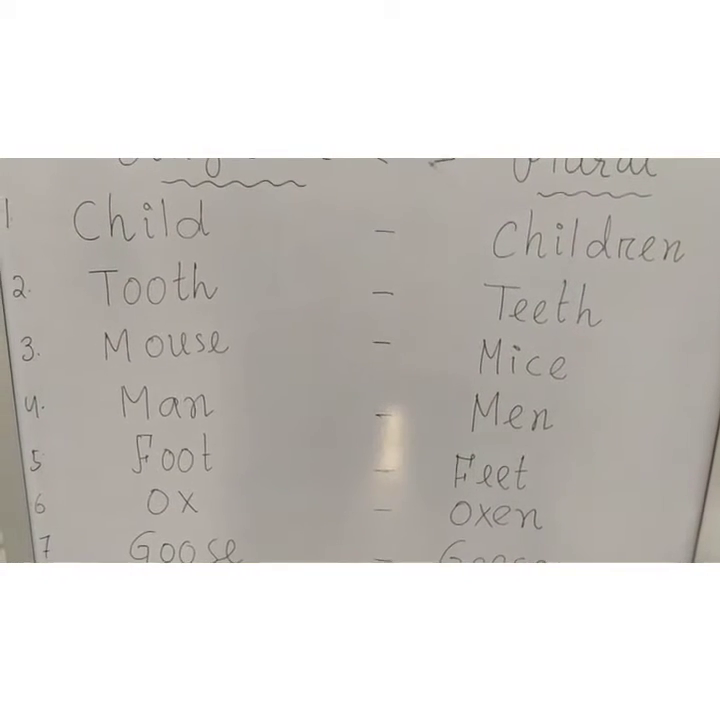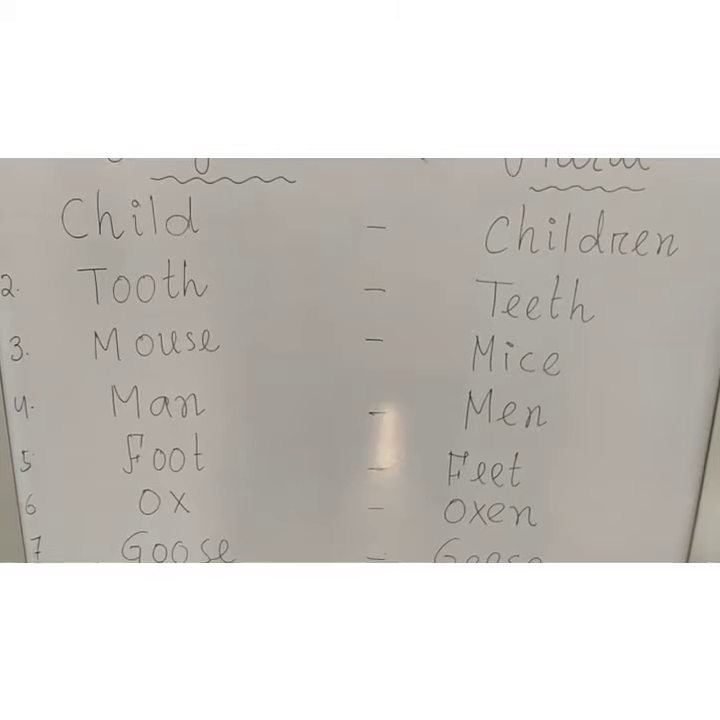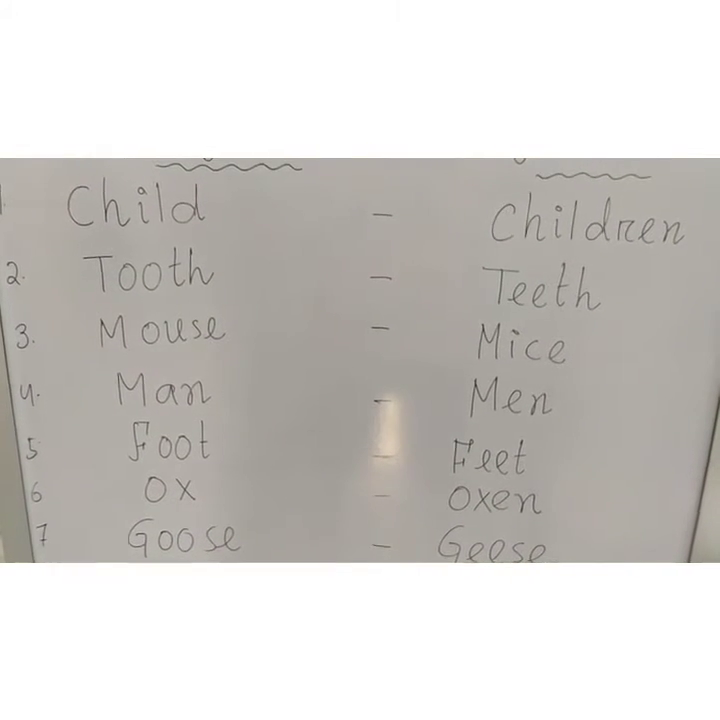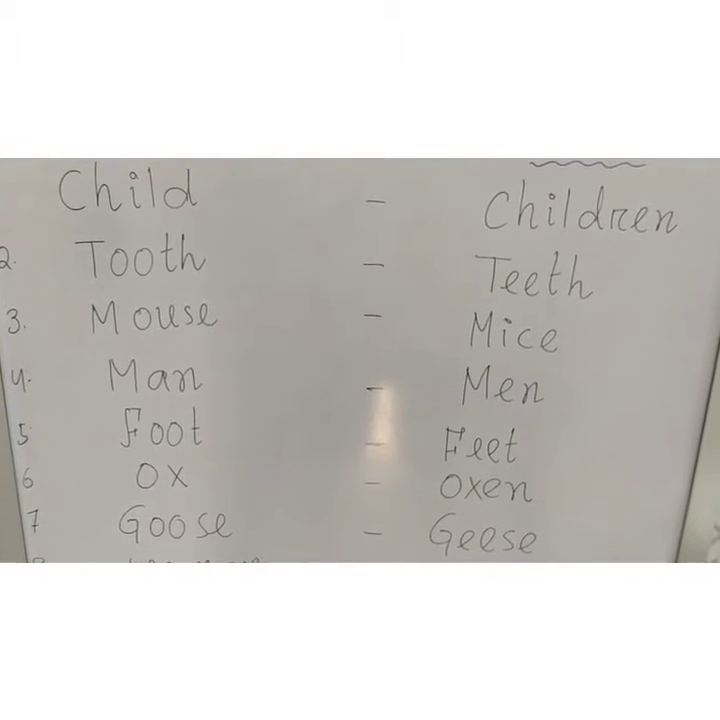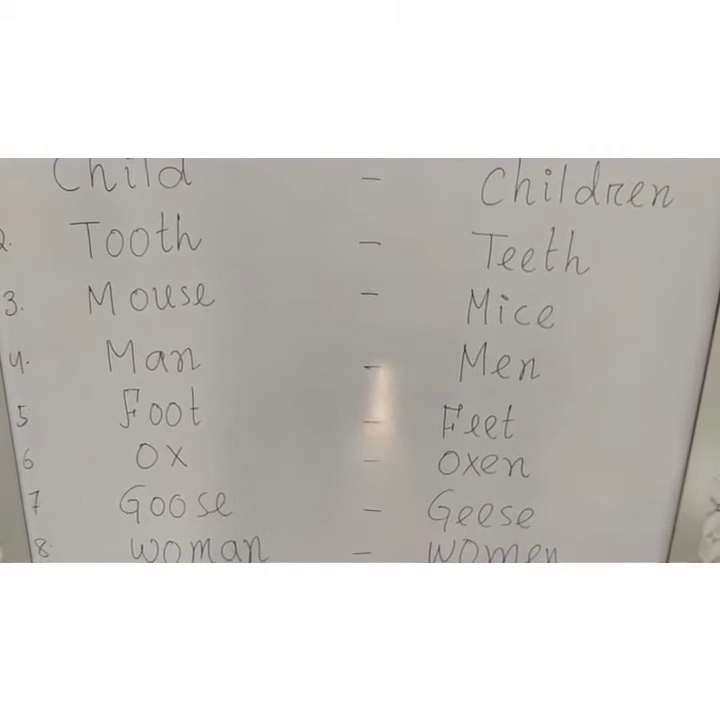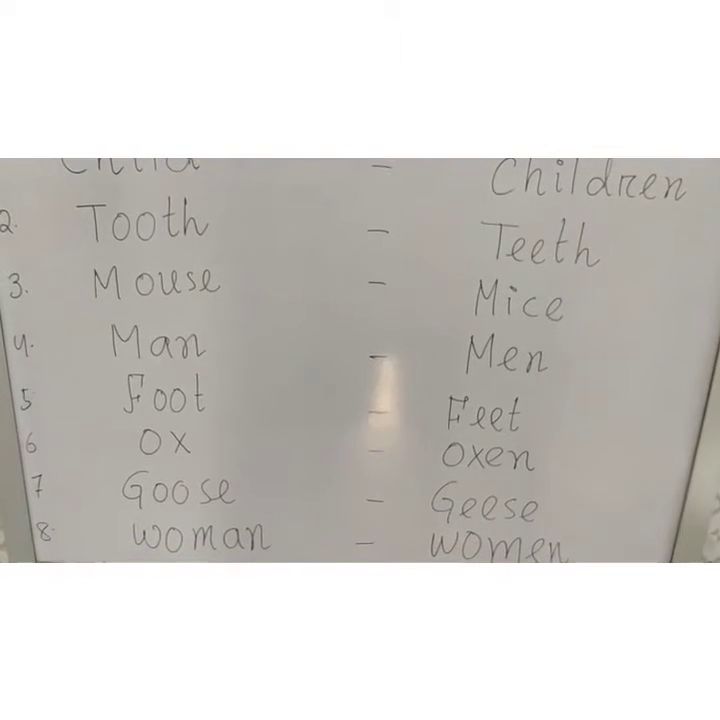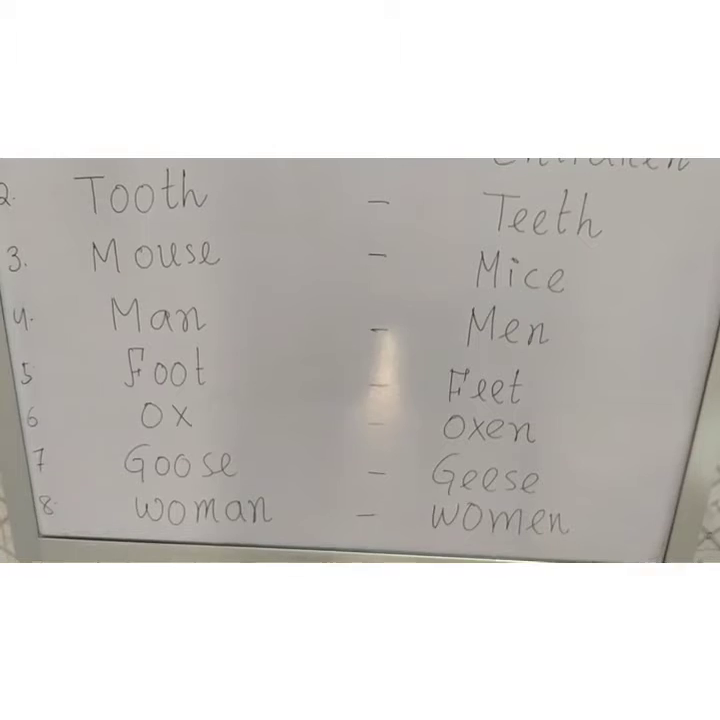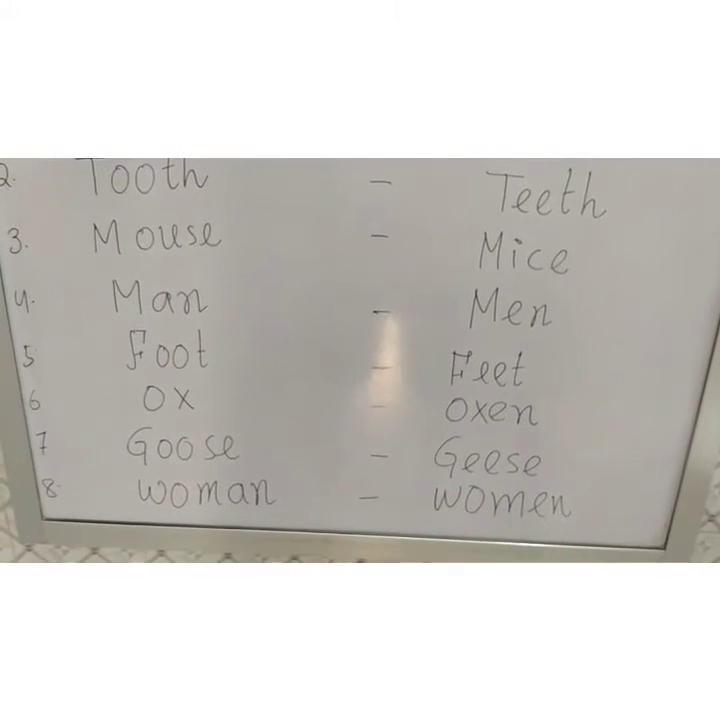Number 2, tooth. If it is one tooth, tooth. If it is more than one tooth, it is teeth. Number 3, mouse, singular. In its plural form, we write mice. Number 4, man. If it is a group of people, then men.